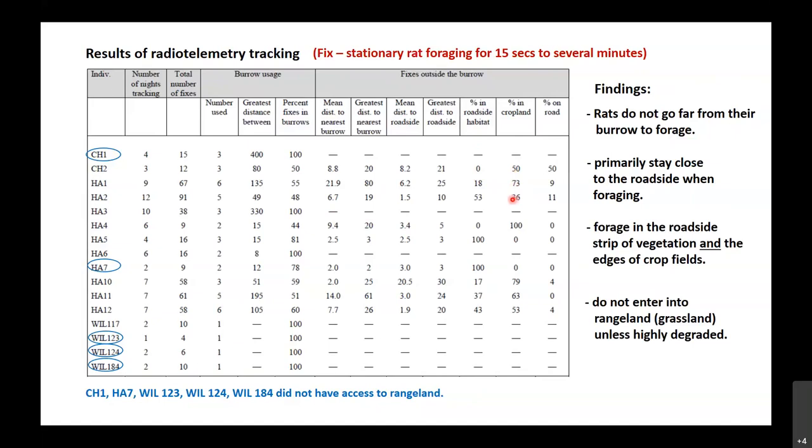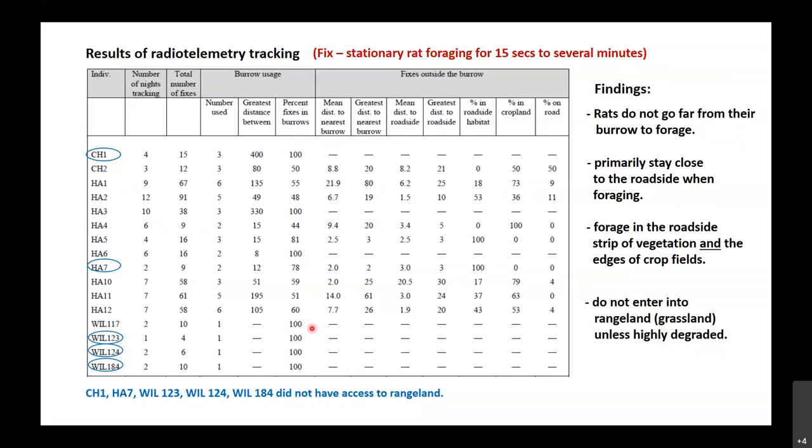And then finally, although it's not necessarily being directly shown in this table, again, they just did not enter into the rangeland, that natural grassland area, except for the possible occasions where we were tracking a rat near really degraded rangeland that was nearly devoid of vegetation. And that's even considering that all the individuals that you see here, except those circled in blue, had access to the rangeland. So the rangeland was in the immediate vicinity of the rat, and they could have easily entered into it if they had so chosen.